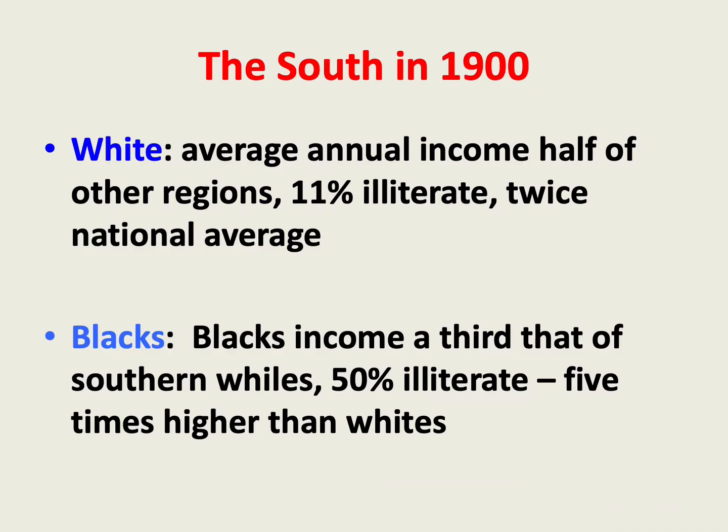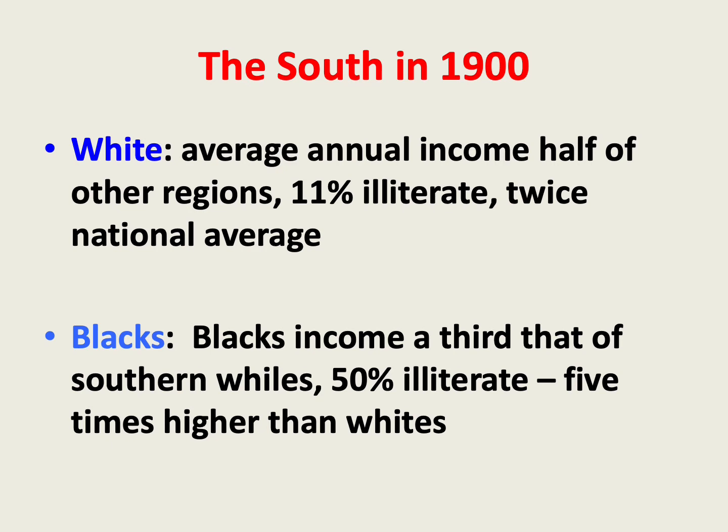Now let's look at the South as a whole just quickly in 1900, 35 years after the end of the Civil War. For the whites in the South, and this includes Texas in this figure, but this is the South as a whole, the whites' average annual income was only about half of that of whites in other places in the country, either the North or the West. 11% of the whites in the South were illiterate, and that was twice the national average for whites. So the whites in the South were not doing well relative to the West and the North.